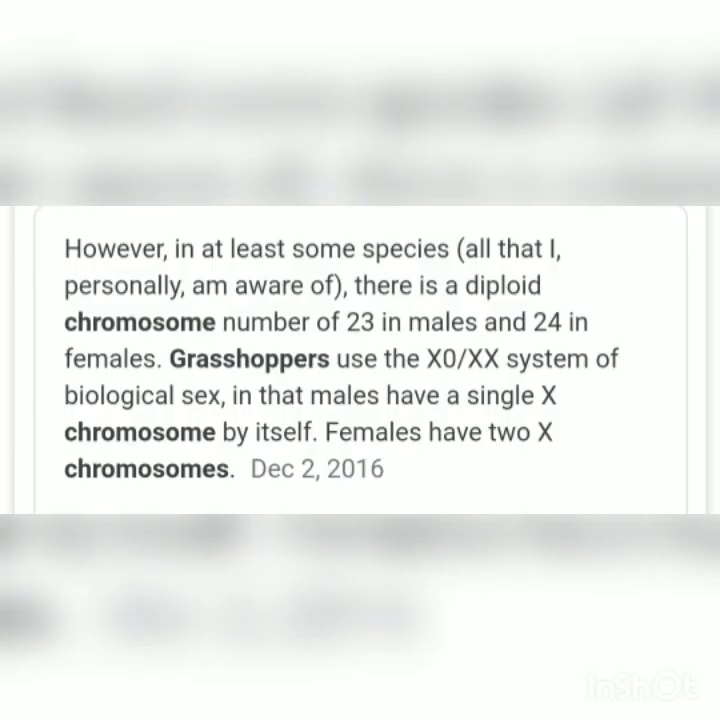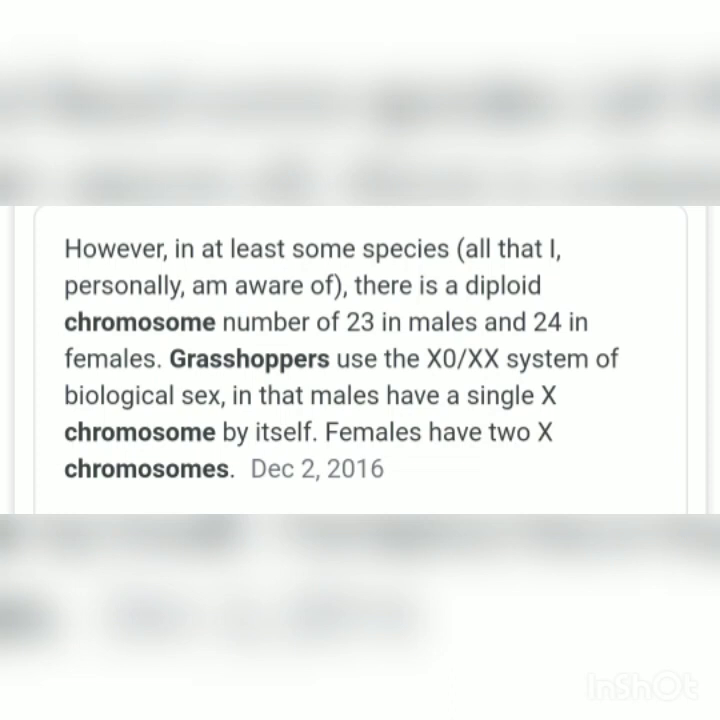Next we have the karyotype of grasshoppers, and it is very interesting. In grasshoppers, a lot of variation is seen in some species. In some species, it has been recorded that the diploid chromosome number 2n is equal to 23 in males and 2n is equal to 24 in female grasshoppers. So grasshoppers use the X0 XX system of sex determination, like we have XX and XY.